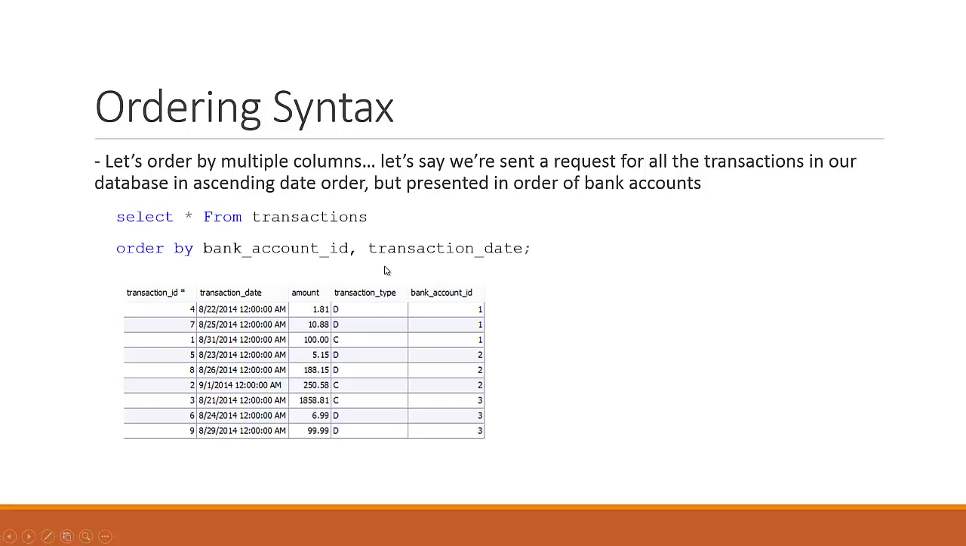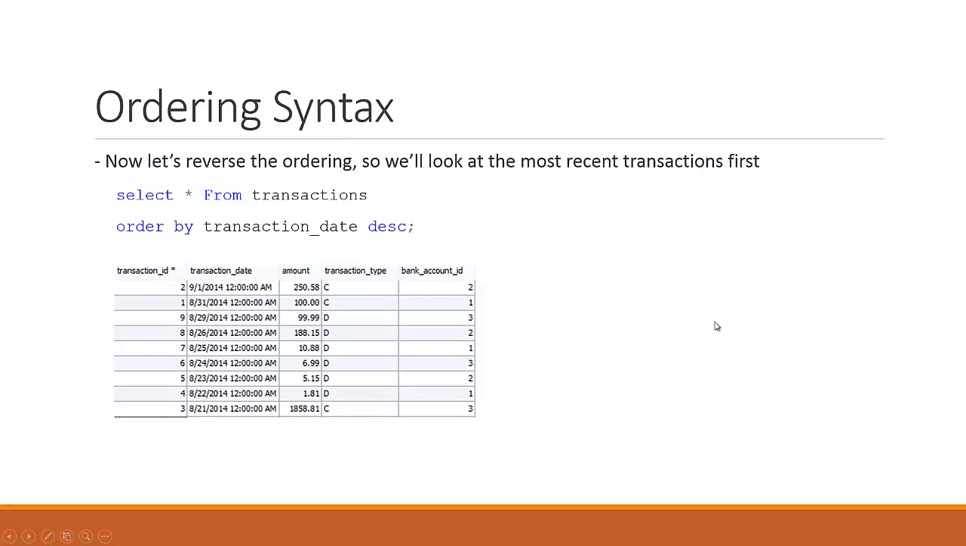Okay, and you can keep on going with this, or you could have flipped it around and said transaction date first and then by bank account ID, et cetera. It's completely up to you how you want to actually order your data. So you can also reverse the ordering. Like I said, you can do it in ascending or descending format.